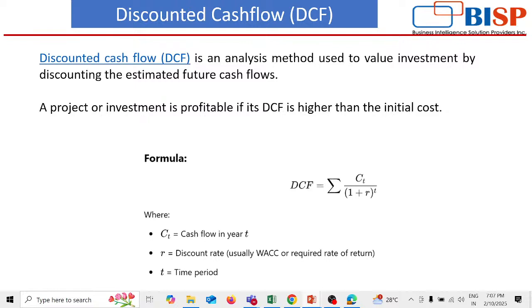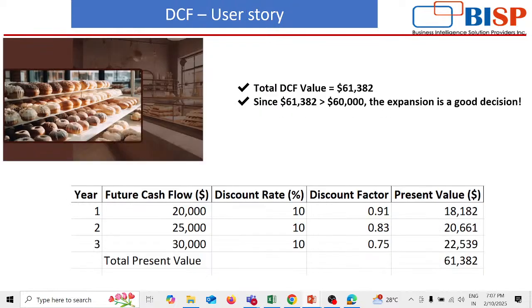Now typically cash flows are projected into the future for several years. Let me explain, this may look a bit complicated, but here we are going to use certain mathematical formulas to derive a discounted cash flow. But let me explain in simple layman's language with the help of this user story.